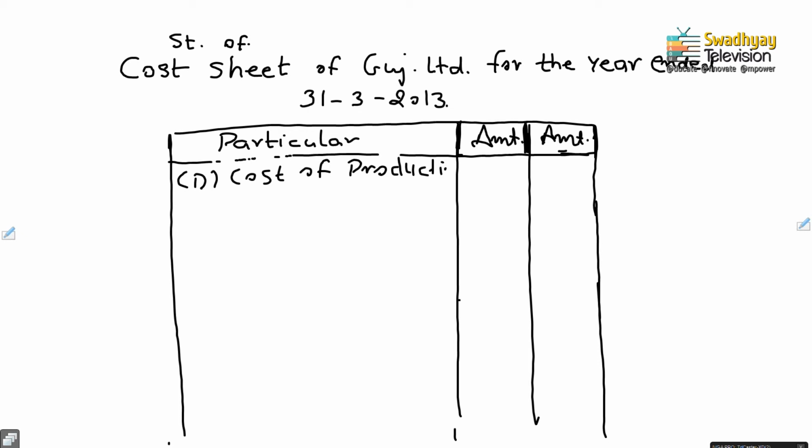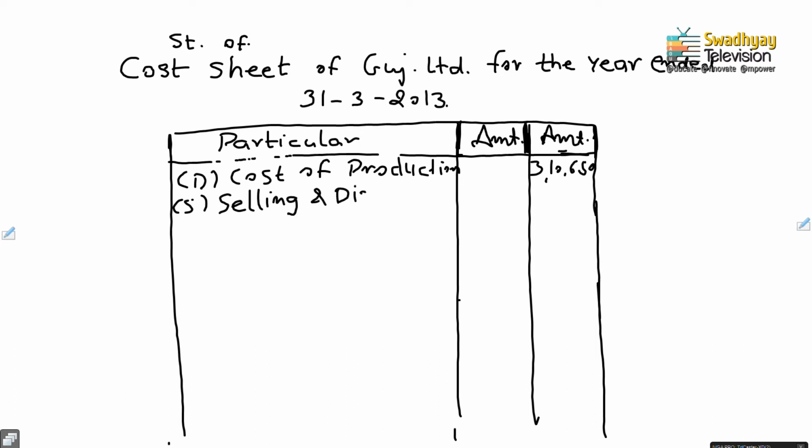And the amount of the cost of production is ₹3,10,650. As I mentioned, we don't have an opening stock of finished goods and closing stock of finished goods. So directly we'll add the next item, which is selling and distribution expenses.